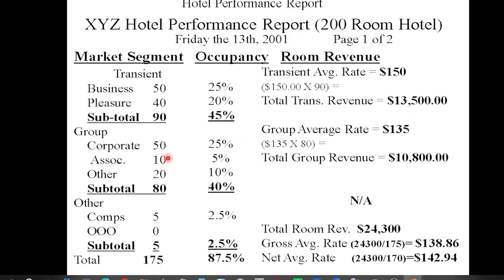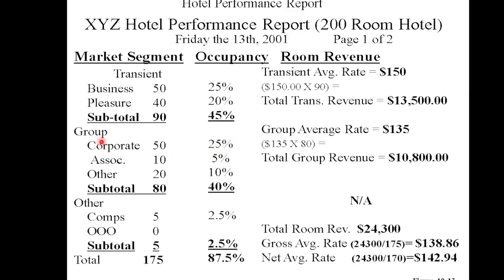Same when you have the room revenue, corporate and association group. For transients, we have 150 per room. Then for group, we have 135 per room. It's the rate of the room, regular rate. So times 80, hence the total is 80 occupied rooms. So 135 times 80, that is $10,800.